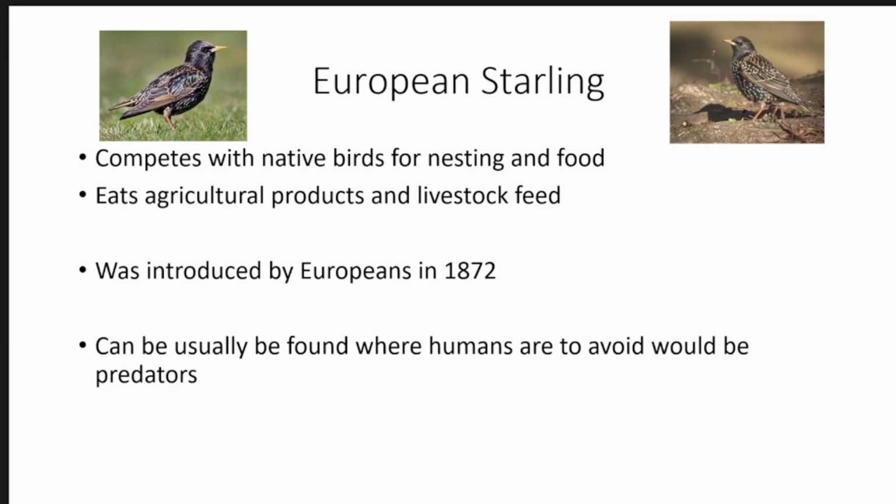European starling. You've probably seen these guys around suburban areas because that's where they like to be, because in suburban areas there's a lot less predator population and they like to nest up in household corners and stuff, especially around older buildings. They were introduced in 1872. And they outcompete native birds for nesting and food and eat agricultural products and livestock feed. Livestock feed being mostly just corn, because that's the thing that we decided to only feed our cattle is corn.